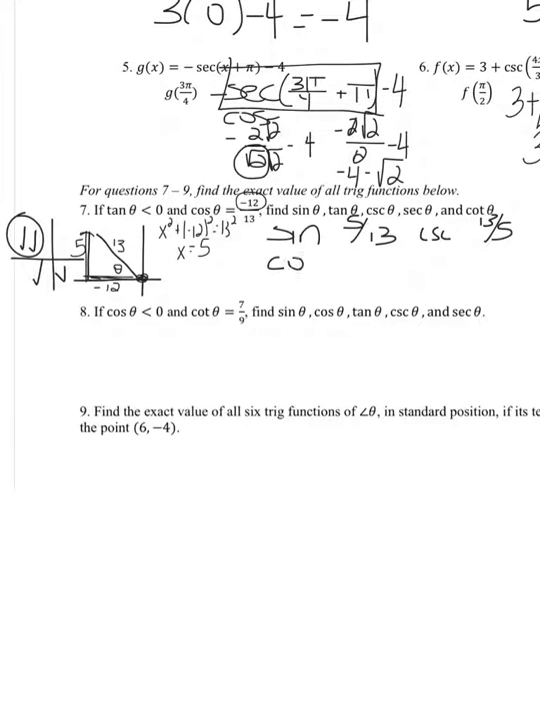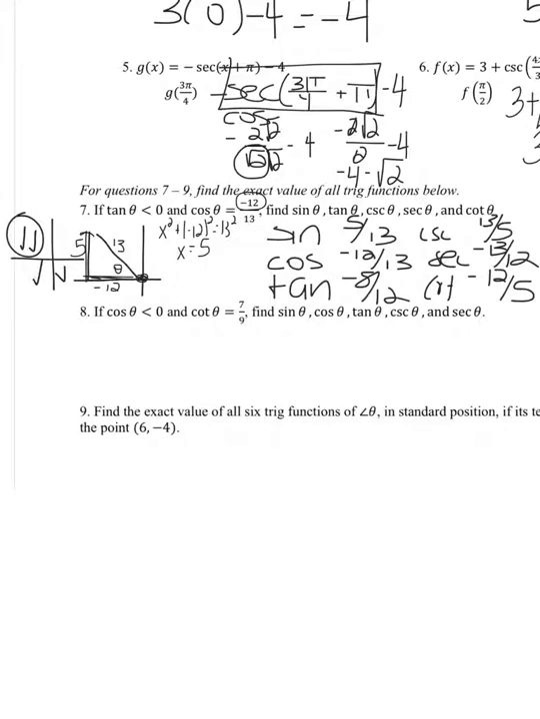The cosine we said is negative 12 over 13. So secant is negative 13 over 12. And then the tangent is opposite over adjacent, so 5 over negative 12. And then the cotangent is the reciprocal, so negative 12 over 5.